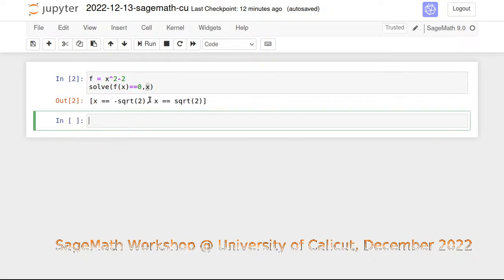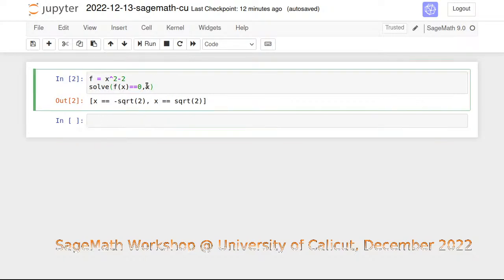If solve is returning a list which consists of symbolic notations, we don't want that. We want only the numerical values, minus square root of 2 and square root of 2. These are the two things that we want. Now we should make use of our knowledge about lists. So this is a list.